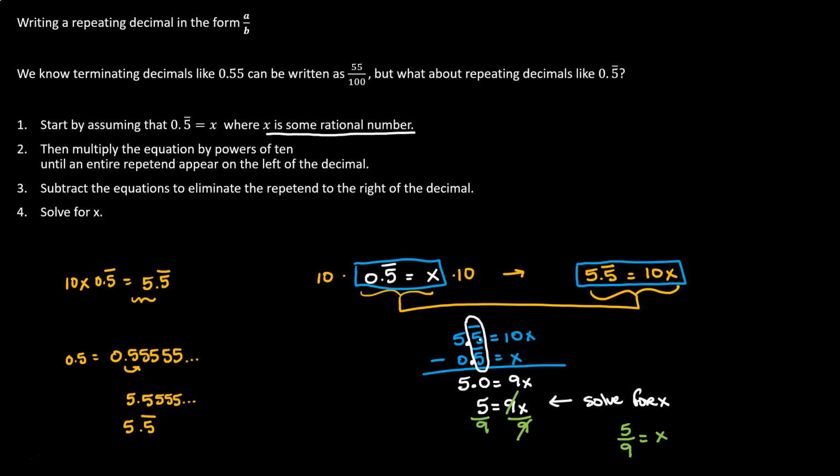We're going to do another example, but before we do that, I want to just walk through the steps again. First thing you're going to do, take the repeating decimal, set it equal to x. Then you're going to multiply that equation by powers of 10 until you have an entire repeatend on the left of the decimal. We're going to subtract those equations to eliminate the repeatend so that we can solve for x and get a rational number, a fraction with a numerator that's an integer and a denominator that's an integer.